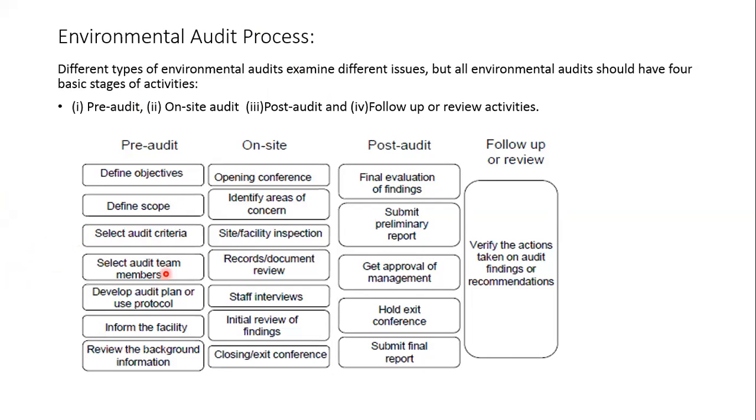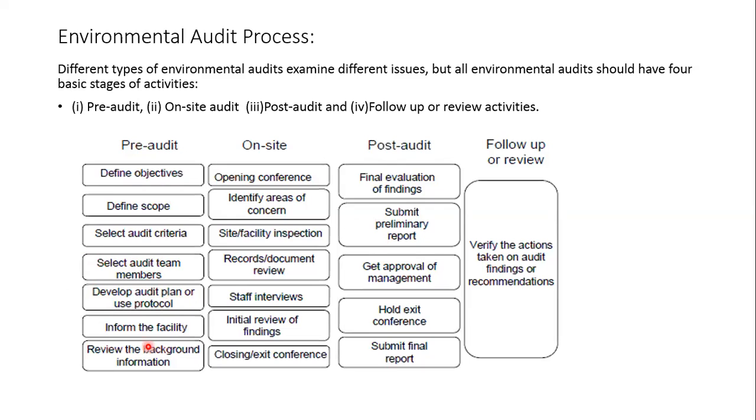Select the audit teams and the members. As I told you, who will be the audit members? If the auditing has to be done on someone, then one outside person should be there. That auditor should be a capable person. Develop an audit plan or use the protocol that has been given by the company. Actually, the audit plan and the protocol are decided by the company who has ordered this audit and the auditor. They sit together and decide this. Then after that they inform the other people.